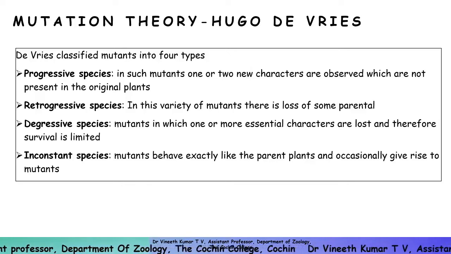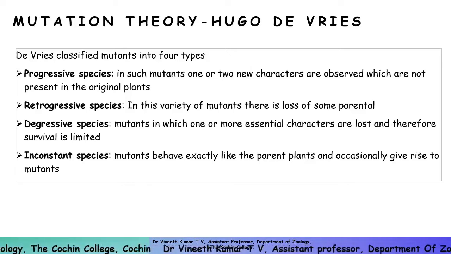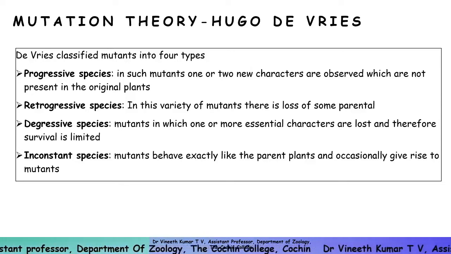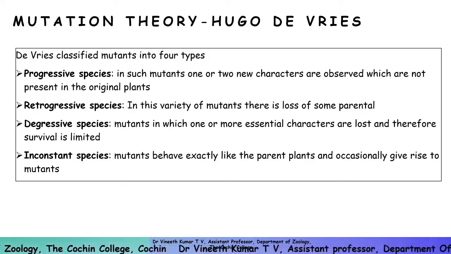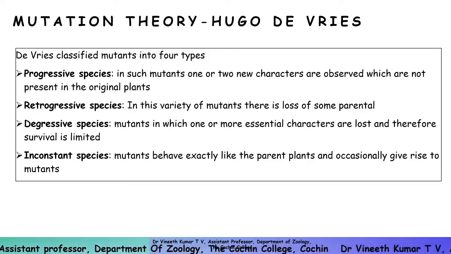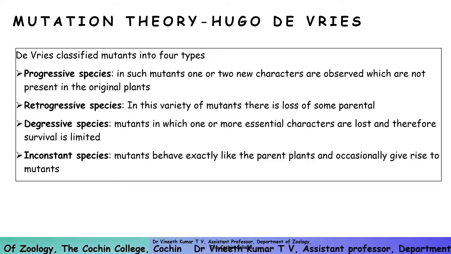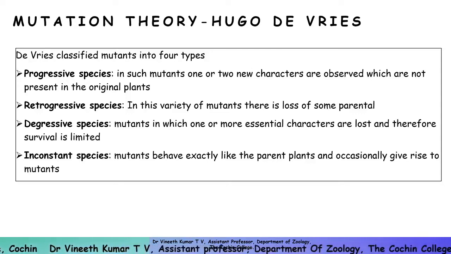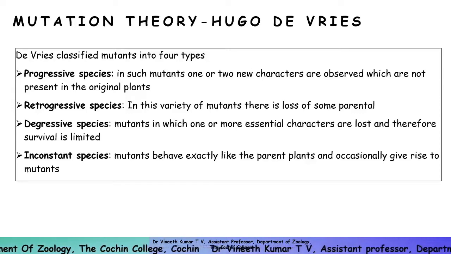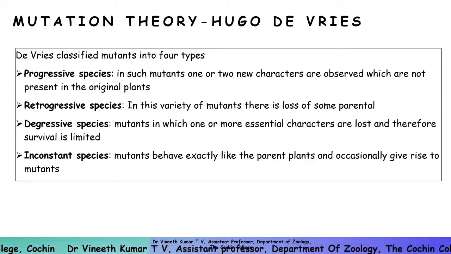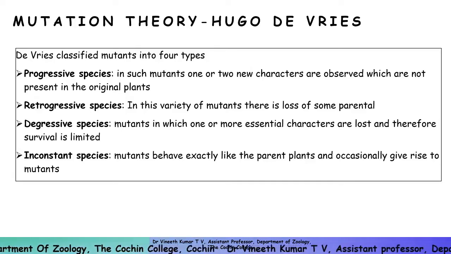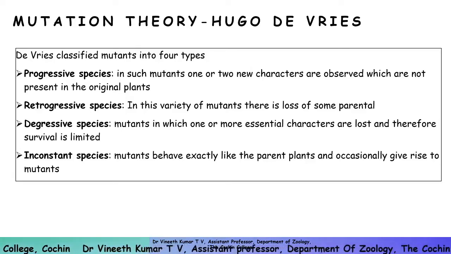Coming to inconstant species, here the mutants behave exactly like the parent plants and occasionally give rise to mutants. So they are inconstant, that means they shift their features. They sometimes look like their parents and occasionally they give rise to mutants. It can be any type of mutant like progressive, retrogressive, or digressive. So this is the classification of mutants which was proposed by De Vries.